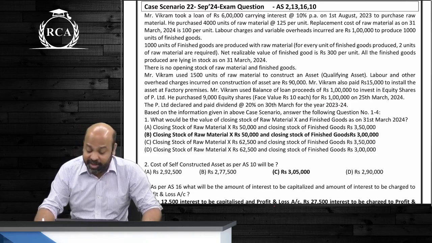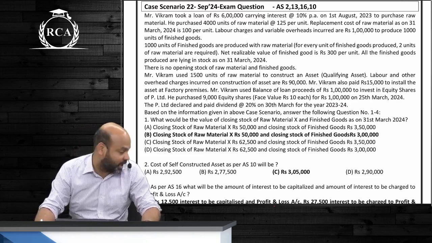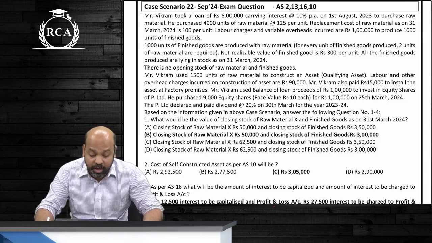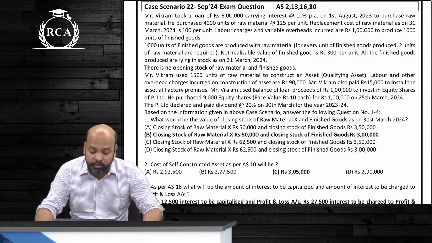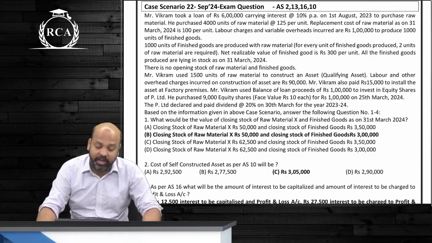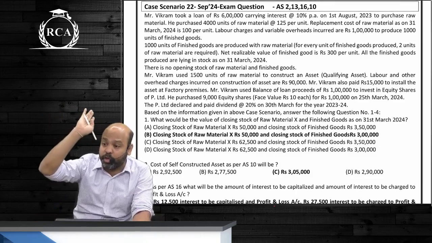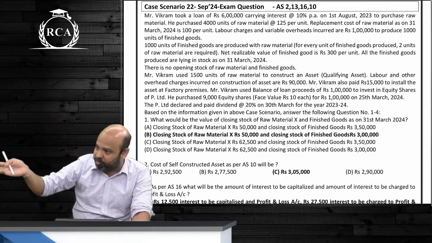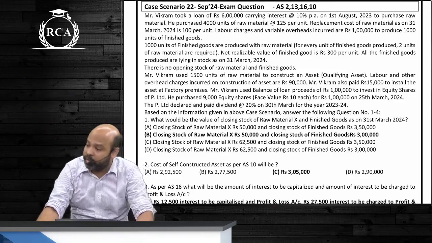Labor charges and variable overheads incurred are 1 lakh rupees to produce 1,000 units of finished goods. 1,000 units of finished goods are produced with raw material. For every unit of finished good produced, 2 units of raw materials are required. NRV of finished good is 300 rupees per unit. All the finished goods produced are lying in stock. Till here you have sufficient information to compute the cost of finished goods, the NRV of finished goods, the replacement cost of raw material and everything. Yes or no, guys? Look ahead.